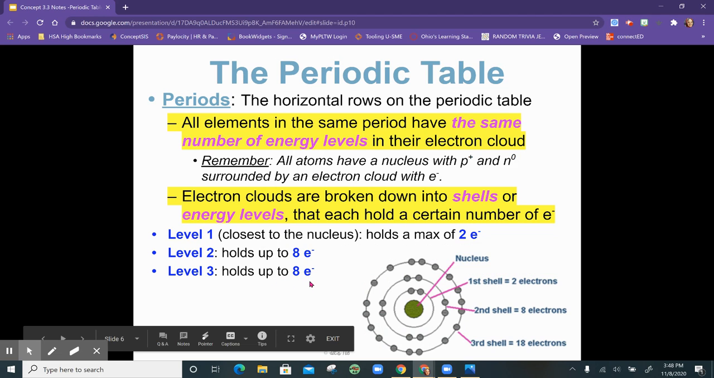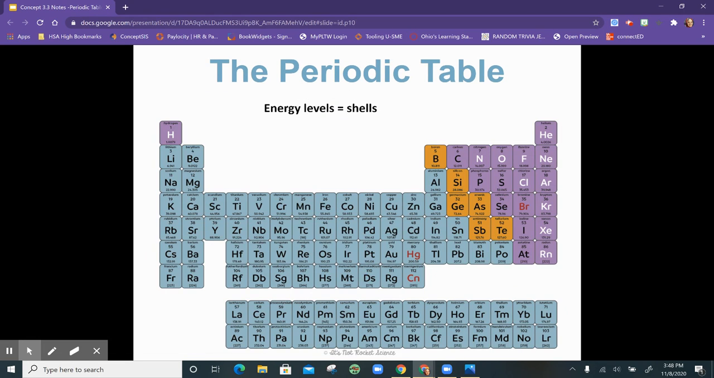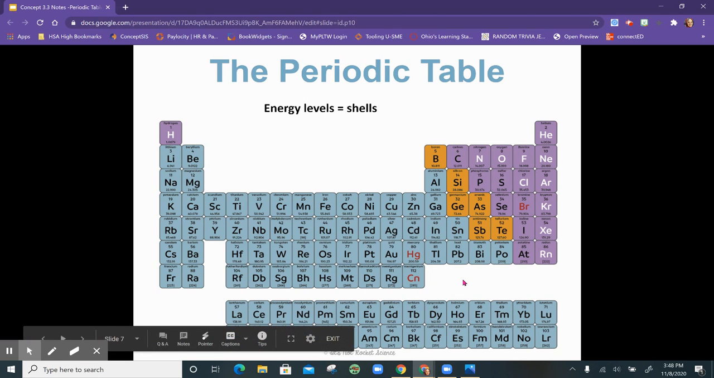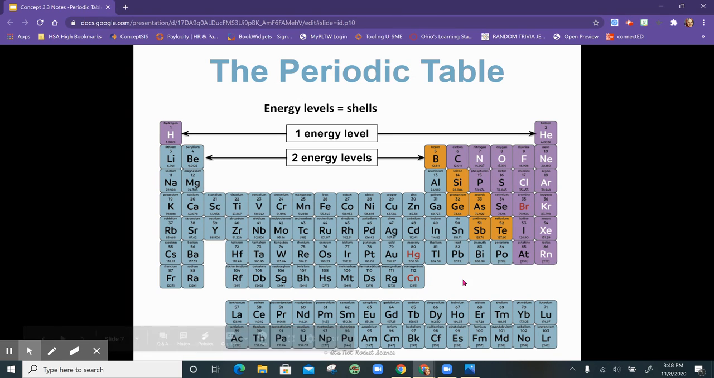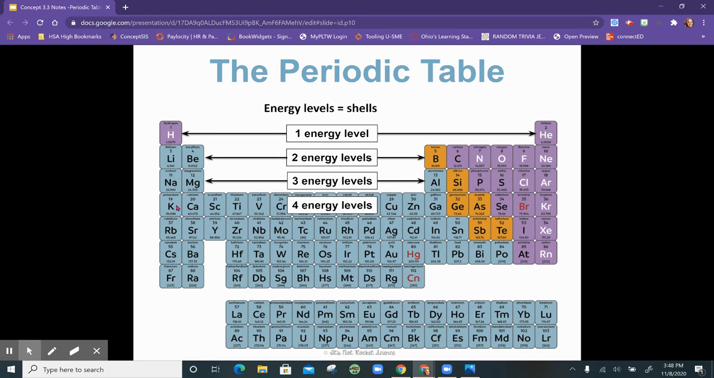And then the fourth level can get a maximum of 18. So here's how the energy levels look. The first energy level, second energy level. The second period can have 2 energy levels. The third period can have 3 energy levels. The fourth period can have 4 energy levels. And the fifth period can have 5 energy levels or 5 shells, and so on.